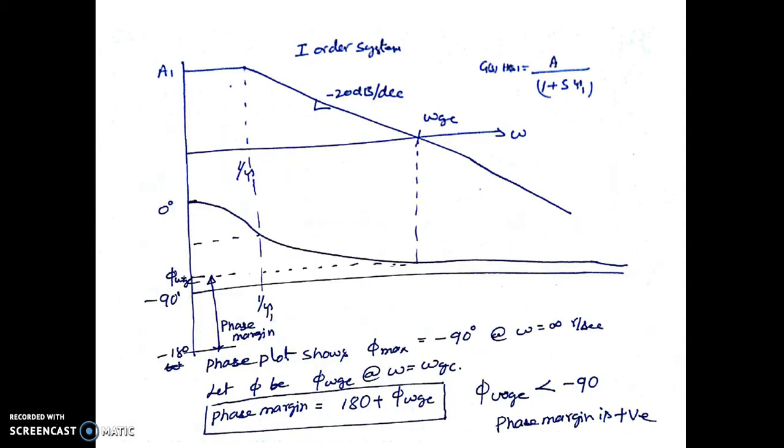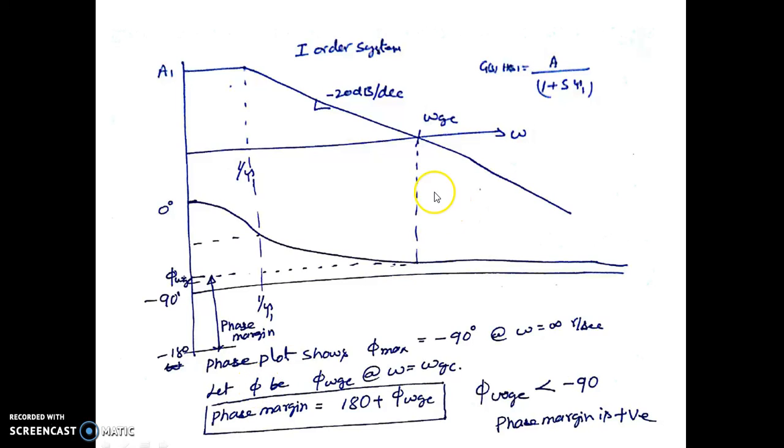Now let us consider a first order system having a transfer function given by A over 1 plus s tau 1. So we have written the magnitude plot and its phase plot. This is 1 over tau 1. As you can see now, the slope is minus 20 per decade. So there is an omega gc. Now you can see the phase plot shows that maximum phase is minus 90 degree only. That will occur at omega equal to infinity.